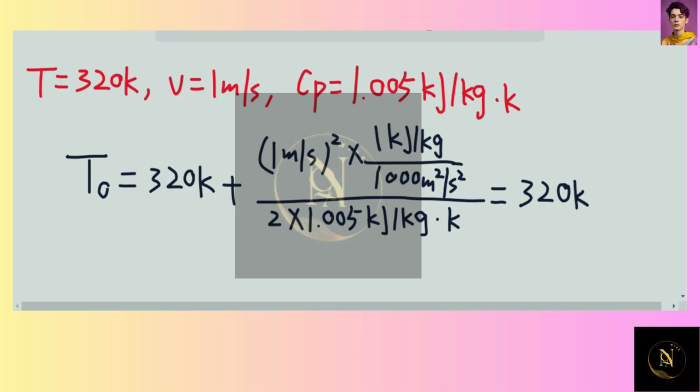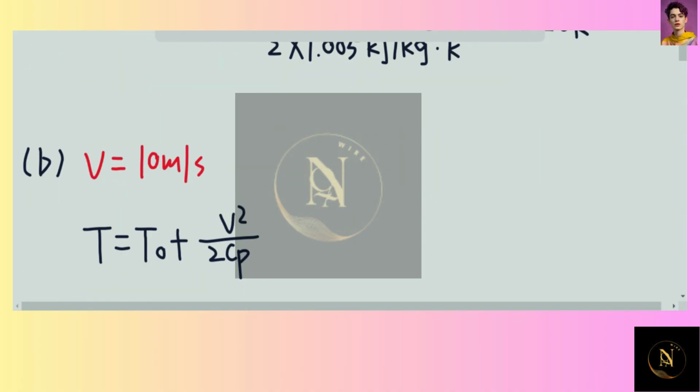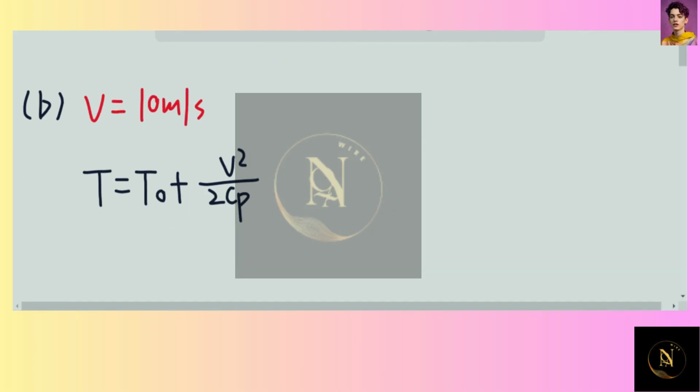The reason why the stagnation temperature and the static temperature are about the same is because the velocity is really small, which means that this process is really close to the adiabatic process. Okay. For the next question, now the velocity becomes 10 meters per second. So now let's plug in the values.